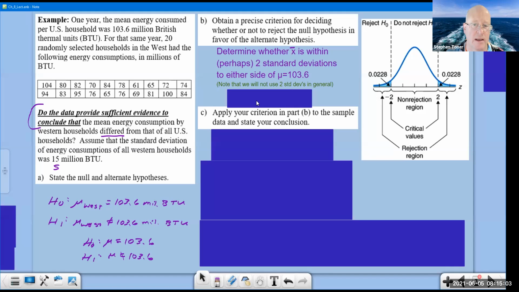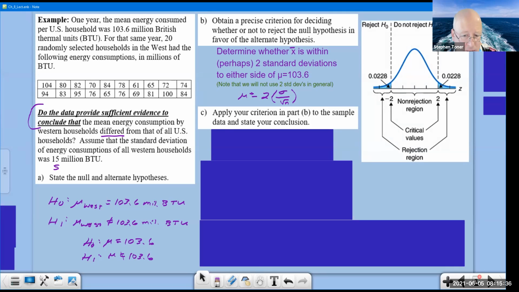We're assuming that the mean is going to be around 103.6, and we're going to go plus or minus 2 standard deviations. But I took that standard deviation and divided by the square root of n because we're dealing with means and we're going to have samples of a given size, and that came from the central limit theorem that we learned in the previous chapter. Over here in the picture at the right, right here in the middle, that's where the 103.6 is.